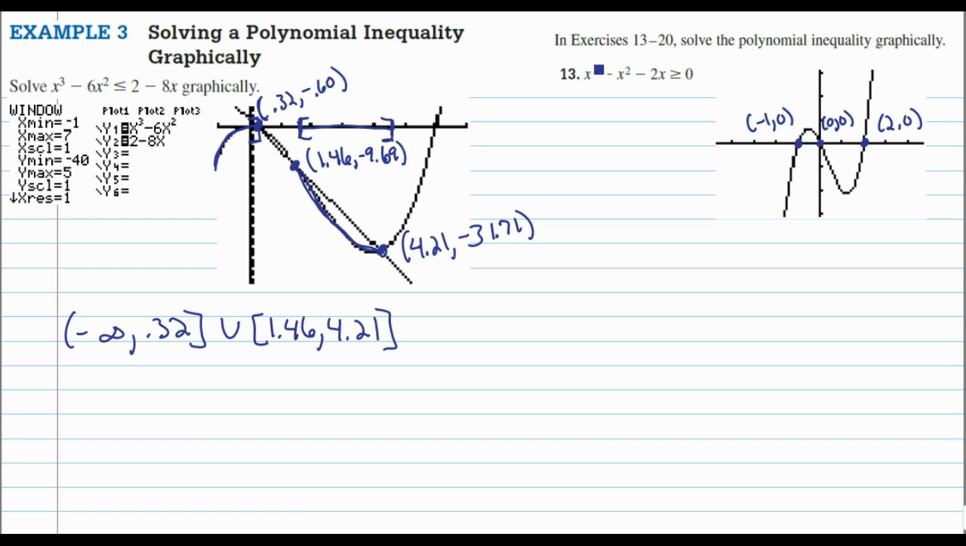Now the problem is asking for where this polynomial is greater than or equal to 0, so above or on the x-axis. That occurs from the x values -1 to 0, including both of those because it makes the polynomial equal to 0, as well as from the x value 2 to infinity.